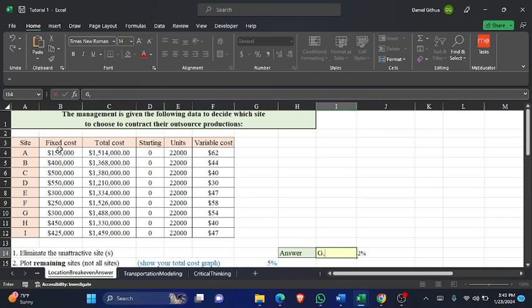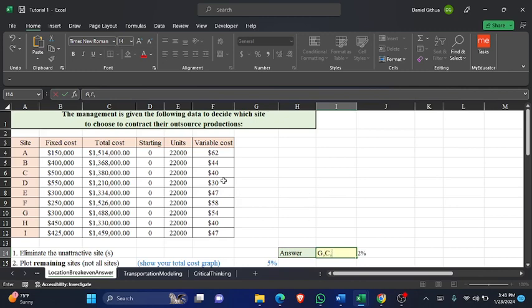Now we check if there are other fixed costs that are the same. There's none. Now we check the variable cost. We can see there are two 40s, this 40 at C and this 40 at H. So we check which site has the lowest total cost. Now we compare H and C. We can see H has the lowest total cost, so we eliminate C. Site C will be eliminated.